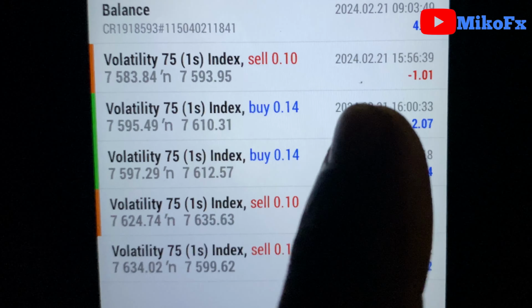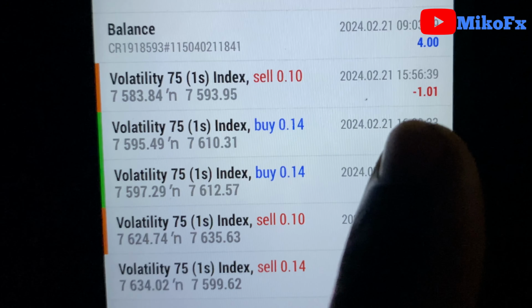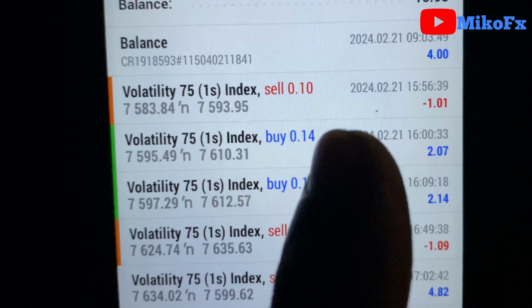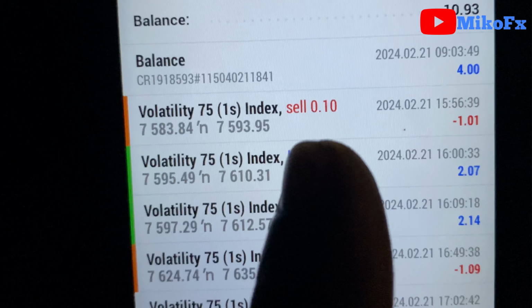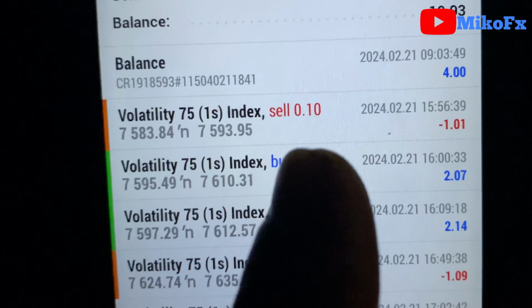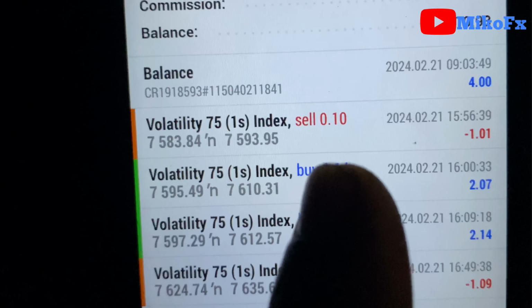This is my first trade. It closed on a loss. That's, I lost just $1. That's why I keep saying that if you're trading a $10 account, don't risk more than $1. Just in case the trade goes against you, you won't lose a huge chunk of the account.